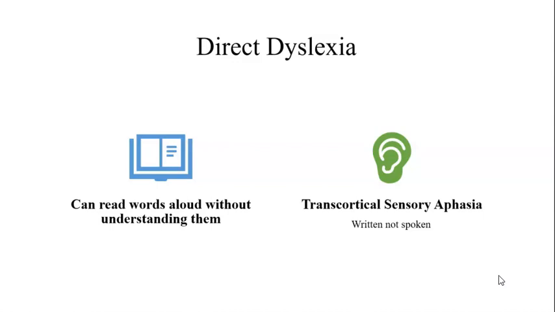Also, if you remember transcortical sensory aphasia from the chapter, this is very similar. In this, the connection between meaning and speech is gone. So a person can't comprehend what's being said to them, but they can repeat what is being said. Direct dyslexia resembles this, except the only difference is the words are written, not spoken.